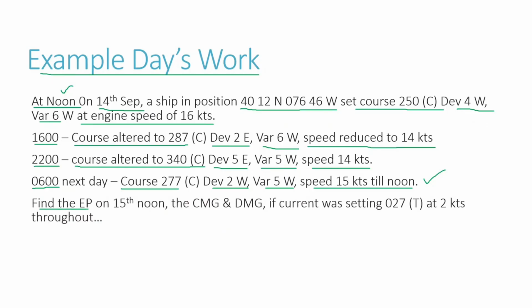They want us to find the estimated position on 15th noon, the course made good and the distance made good, if the current was setting 027 at 2 knots throughout. So we need to find the position arrived at on 15th, our EP, the course made good and the distance made good. They have also given us the current. The set of the current is 027 and the rate of the current is 2 knots. So let us proceed step by step. How do we proceed in this question?